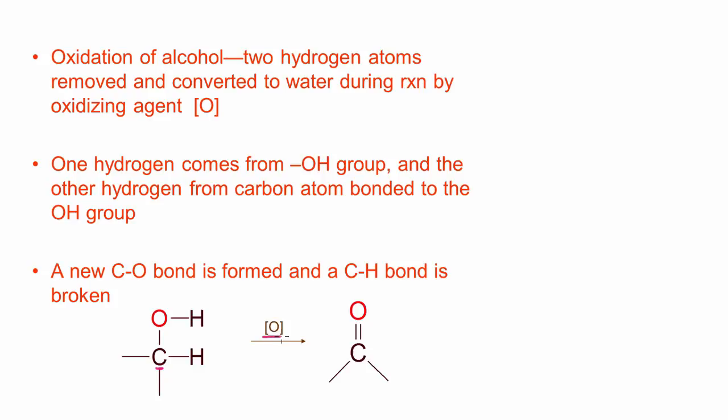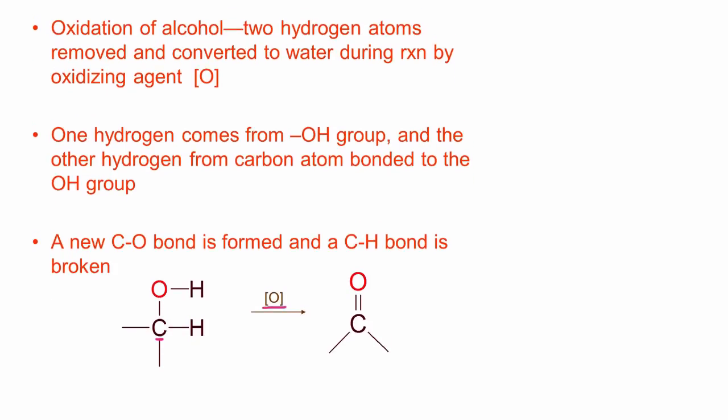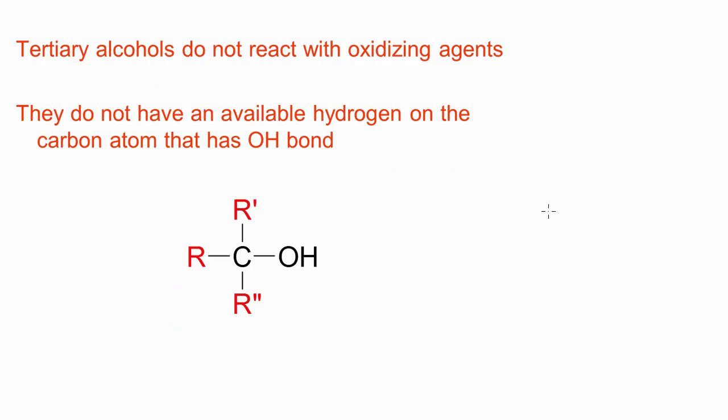Okay? And again, here's our oxidizing agent. One of the hydrogens will be removed from the OH group, and the other one from the carbon that bears the OH group. They will combine with an oxygen from the oxidizing agent to form water, and then a double bond will form between the carbon and the oxygen. So we've gone from a single to a double bond here. We see that a new carbon-oxygen bond is formed and a carbon-hydrogen bond is broken. So that is how an alcohol is oxidized.